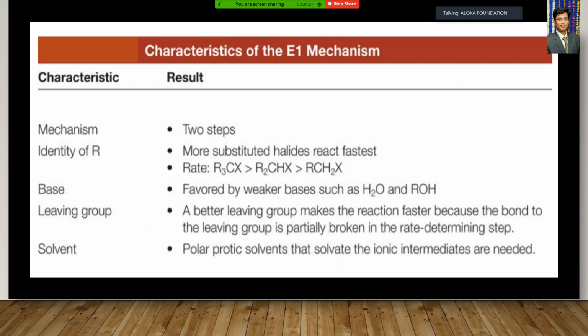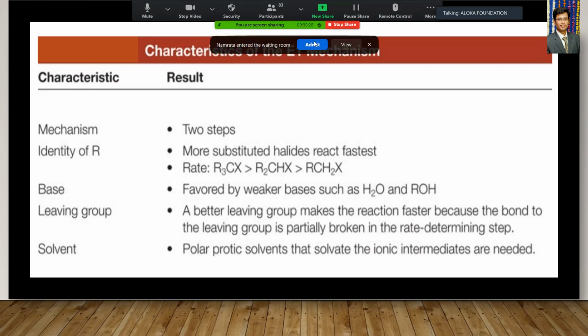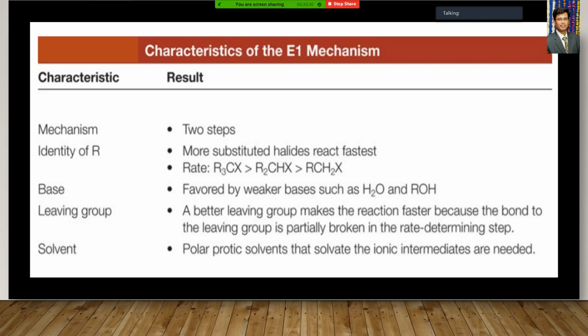First, it is a two-step mechanism. Now let's talk about the substrate. Which type of substrate will favor it? Tertiary alkyl halides are more favored than secondary and primary. So your substrate is a tertiary alkyl halide, forming a tertiary carbocation. So what is the next thing? Base.